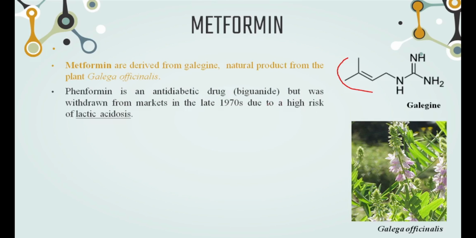Metformin is the only drug available under the biguanides used for the treatment of type 2 diabetes mellitus. Previously, the biguanide class was used as antidiabetic medication, but due to the high risk of lactic acidosis, it was withdrawn from the market in the late 1970s. Of course, metformin can also show dose dependent lactic acidosis, but it is rare.